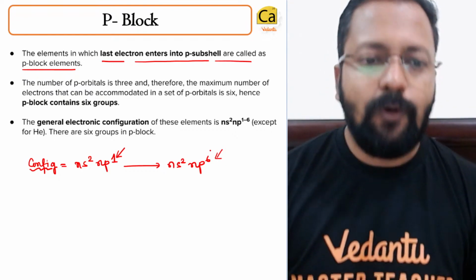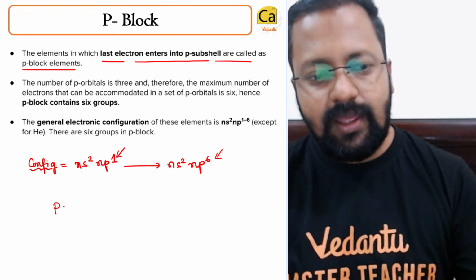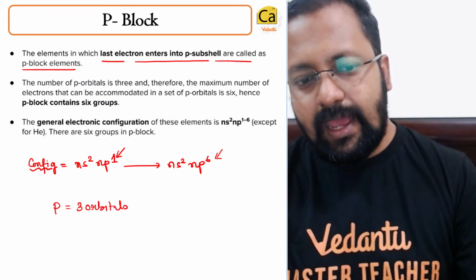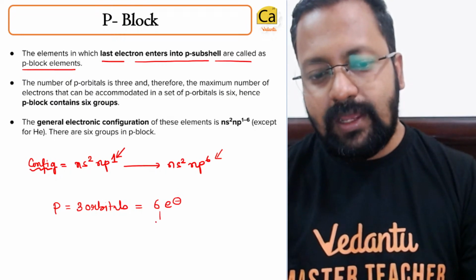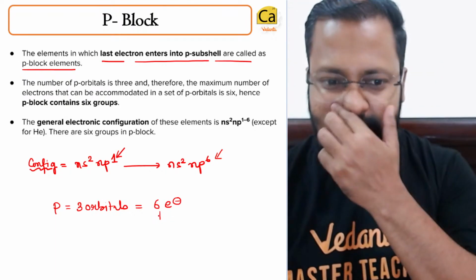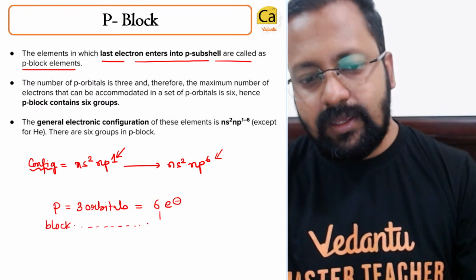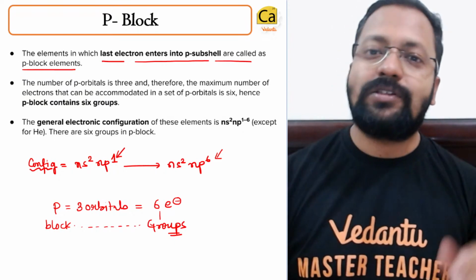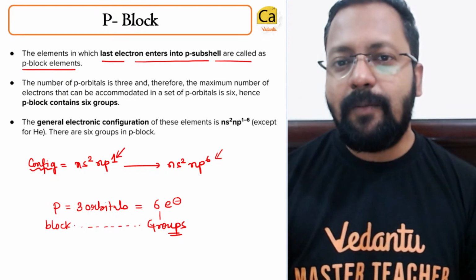Now, the p subshell contains how many orbitals? It contains 3 orbitals, and 3 orbitals can accommodate a maximum of 6 electrons, and therefore there are 6 groups that exist in P block. Within P block there are 6 groups because of the number of electrons that can be put in the p orbital.